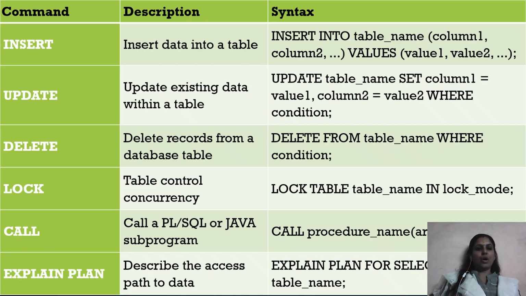The next one is the lock command. Table concurrency control is made by the lock. The syntax is lock table table name in lock mode. The next one, call. Call a PL/SQL or Java subprogram. So call procedure name with arguments. The last one is explain plan. It describes the access path to data. Explain plan for select star from table. So these are the commands we are using in the DML.